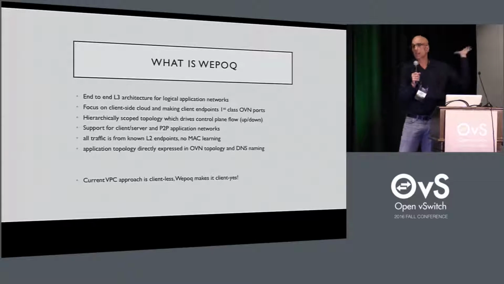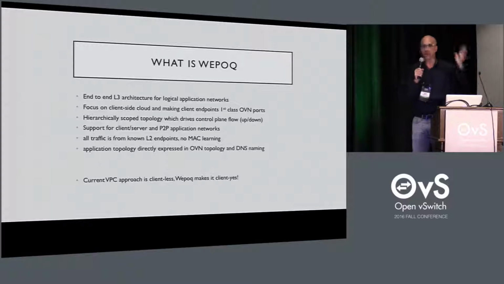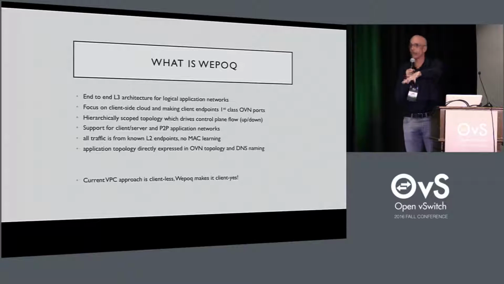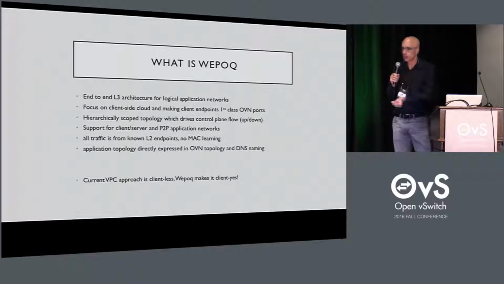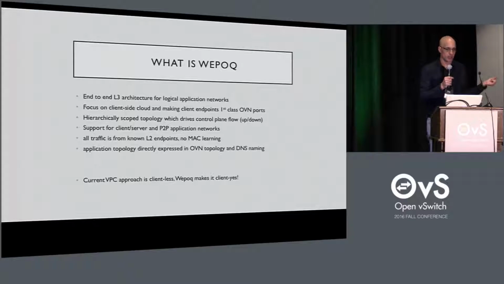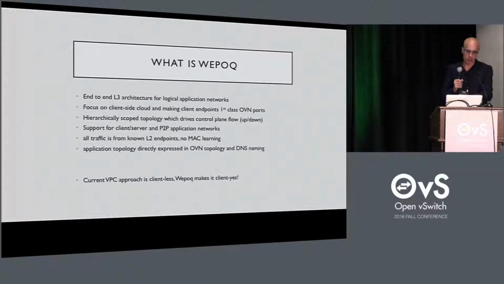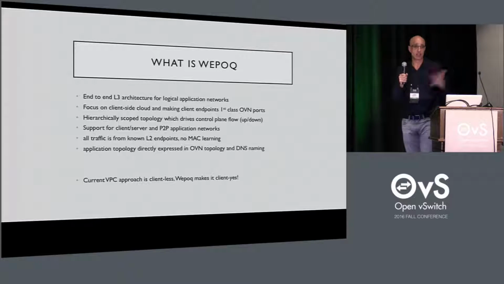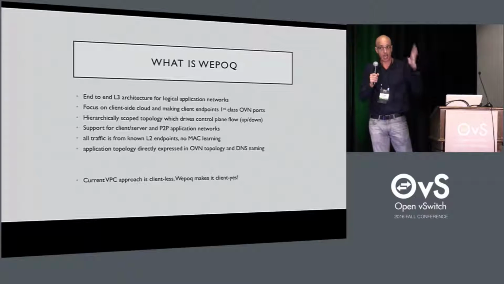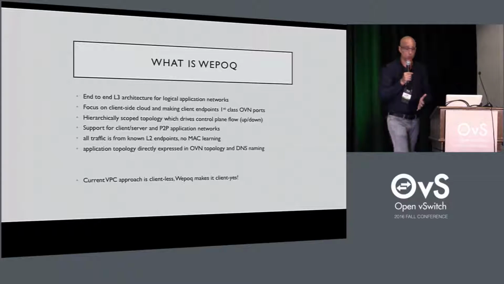If it's not a Wepoq app, I mean, you could have other parts of your system that are external or bare or whatever, but really Wepoq tries really hard to say that every part of your application, every endpoint, every logical structure directly maps to OVN. Some things that fall out of that is there's no external traffic, there's no L2, there's no learning, everything is known, everything is controlled.